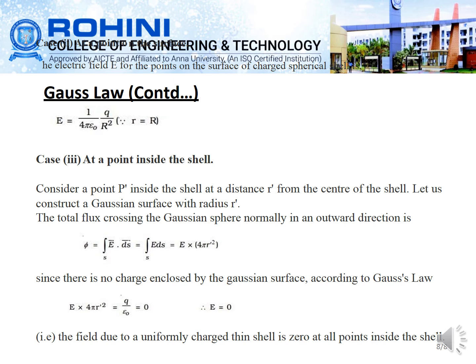In the case of inside the shell, we consider the same thing. We take the point P at distance r and place the Gaussian surface. Here also we consider the Gaussian surface as 4 pi r square. But since there is no charge enclosed in this Gaussian surface, according to Gauss law we write E into 4 pi r dash square is equal to Q by epsilon naught, which is equal to 0, since there is no charge enclosed by the Gaussian surface. So the electric field is equal to 0.